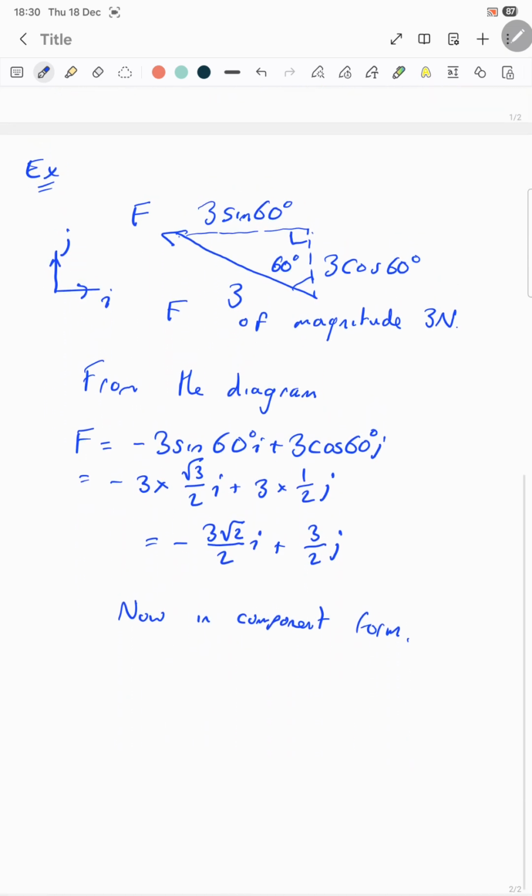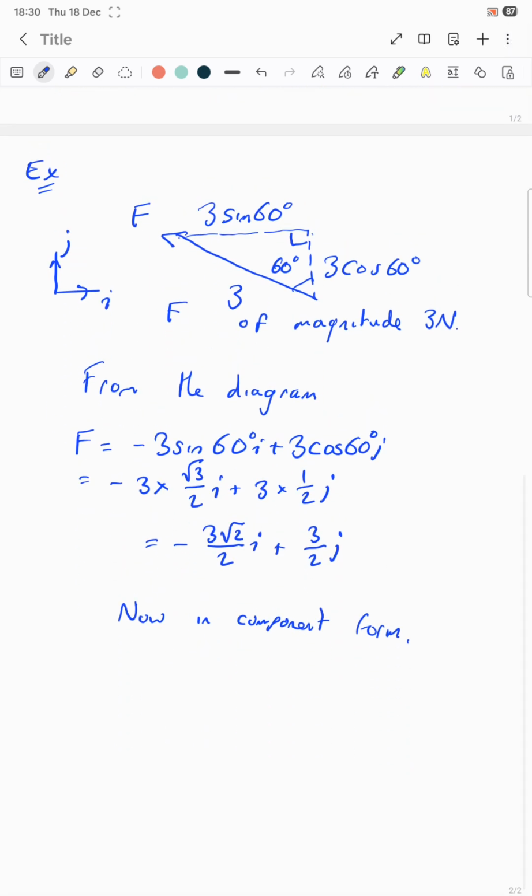Now here's another example. A force is acting with a magnitude of 3 newtons. It's acting in the direction given here pictorially. It's 60 degrees from the vertical, and here are our axes, i and j. So from this diagram we can see that F equals minus 3 sine 60 i plus 3 cosine 60 j. Now we plug in the values, because they are regular angles, sine 60 and cosine 60, and they do have exact values. We get this in component form.